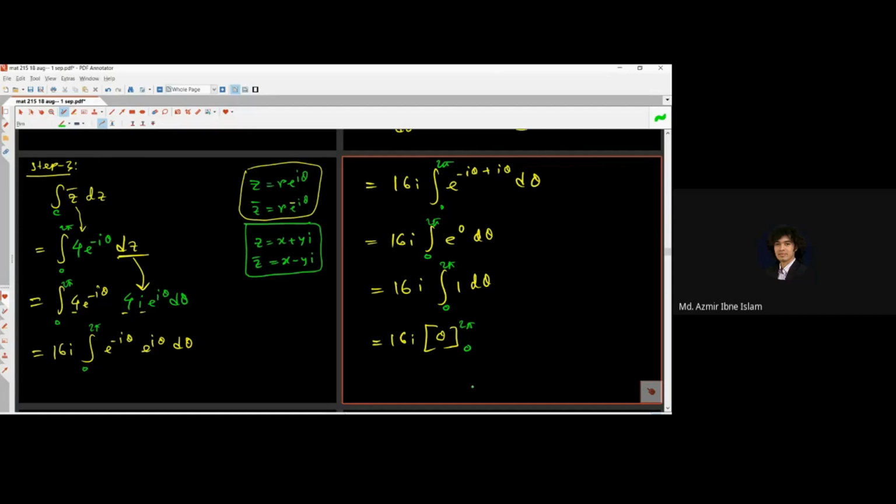So now we can apply the fundamental theorem of calculus. That means upper limit minus lower limit. So 16i, 2 pi, negative 0. We are inputting the upper limit in the place of theta, and we are also inputting the lower limit in the place of theta. So finally, we are getting 2 pi times 16i, that is 32 pi i. That is the result. So do you understand? Yes, sir. This is a contour integral for a circular region. So let's solve another problem. Then we will move to our next content.